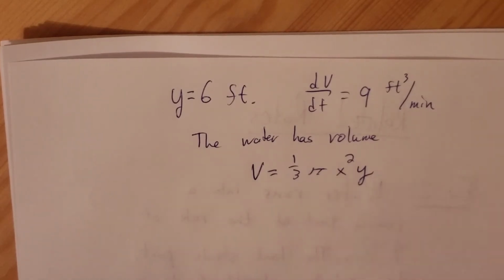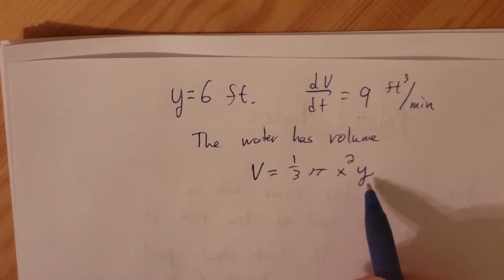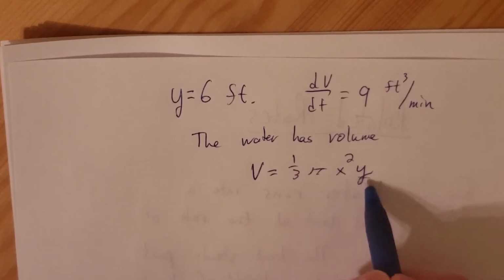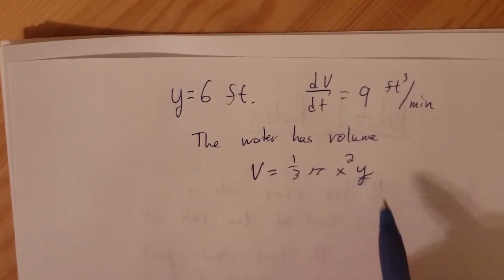So here is our volume formula. And we have our variable y in here. We need to know the rate of change of y. So we want the variable y in here. So when we take the derivative, we're going to get that.